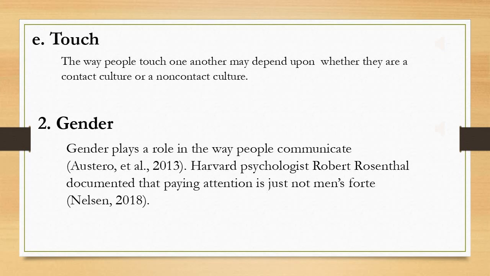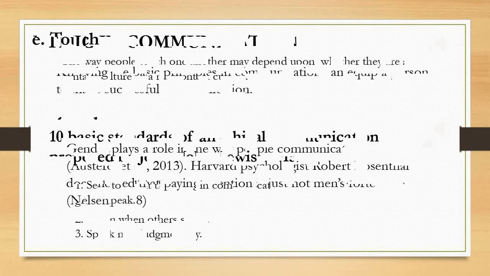Gender. Gender plays a role in the way people communicate. Harvard psychologist Robert Rosenthal documented that paying attention is just not men's forte. His investigations showed that most men are inferior to women at both reading (decoding) and sending (encoding) nonverbal cues. Additionally, men are less affectionate and sensitive than women. They are noted to be tough, and tend to project a manly and authoritative demeanor.